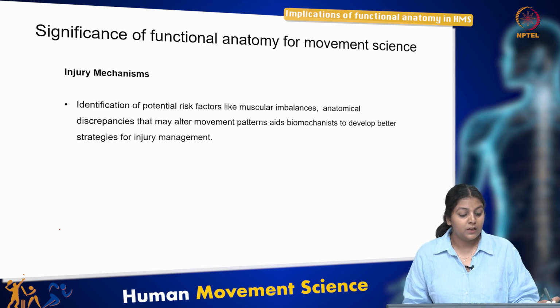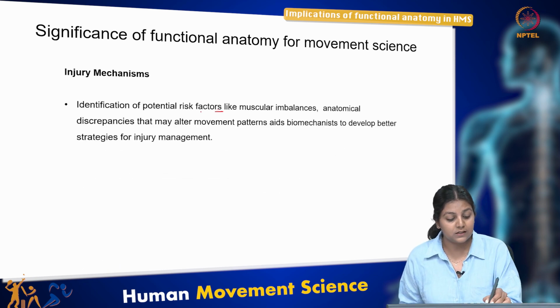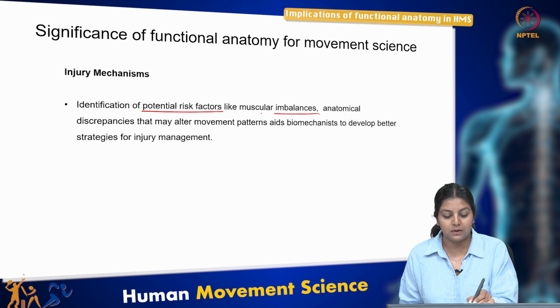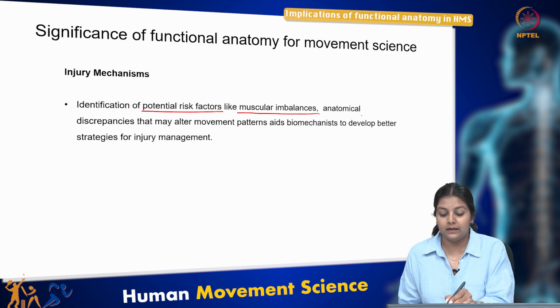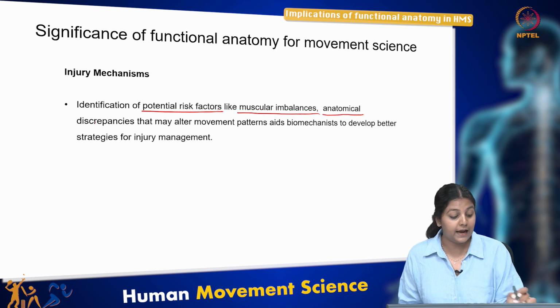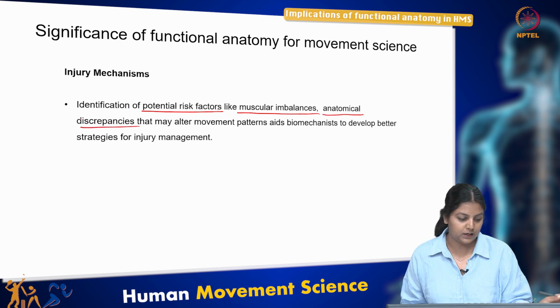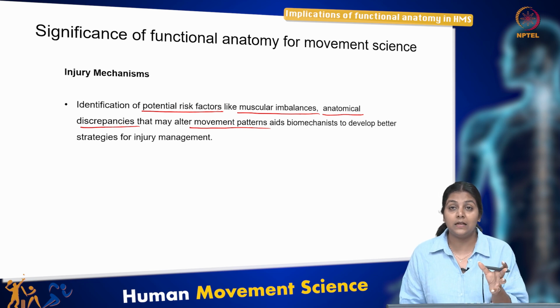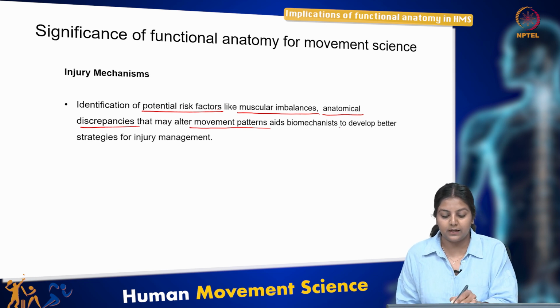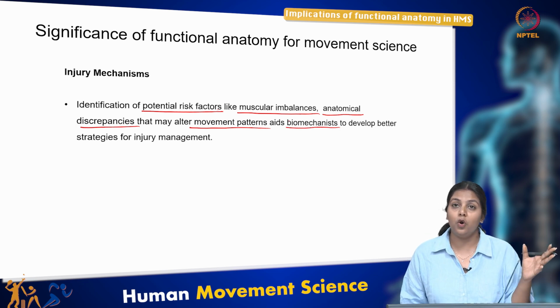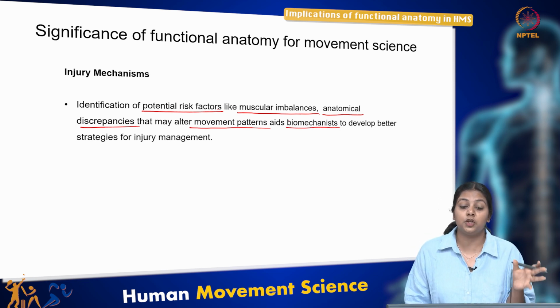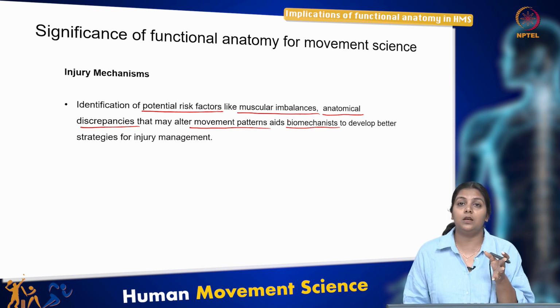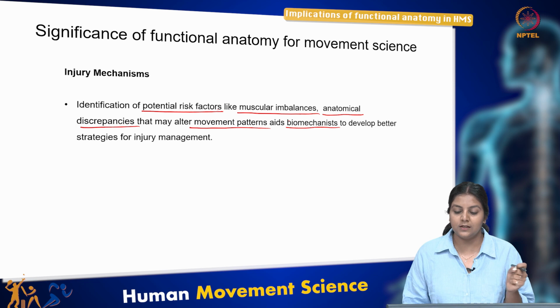Injury mechanisms. So the identification of potential risk factors. For example, if you have any muscular imbalances that might create biomechanical alterations or anatomical discrepancies, which we'll look at in detail in the coming few slides, that has the potential to alter your movement patterns. So this information helps the biomechanist to develop better strategies for injury management. If one limb is shorter than the other, you need to have certain considerations as a biomechanist to help the athlete manage the injury better.